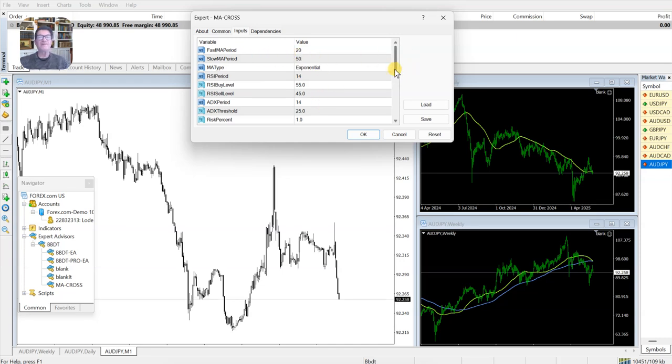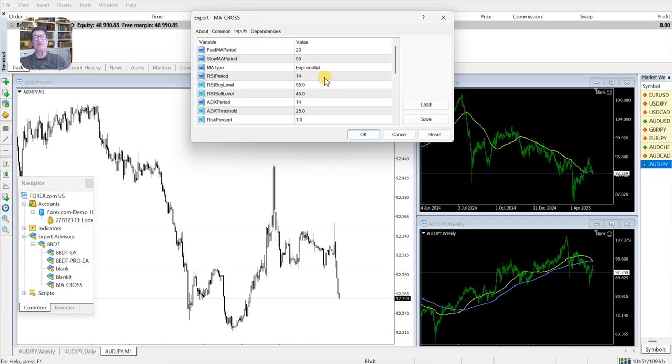So now you see it automatically brings up the menu. Everything has been preset, but I'm going to go over this with you anyway. The default settings are for the fast MA 20, for the slow MA 50. The MA type is exponential. Again, download the booklet from the previous video. It explains exactly why we're using MA 20 and MA 50, and you'll get to understand all the logic behind it. It'll make it easier for you to follow along as well. Plus, you learn a thing or two possibly.